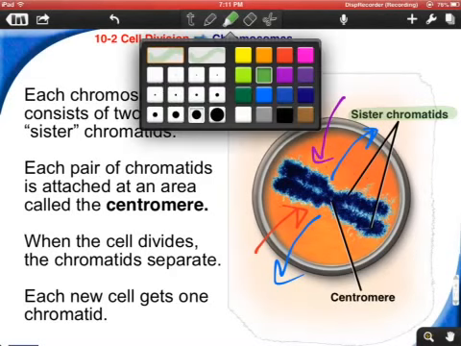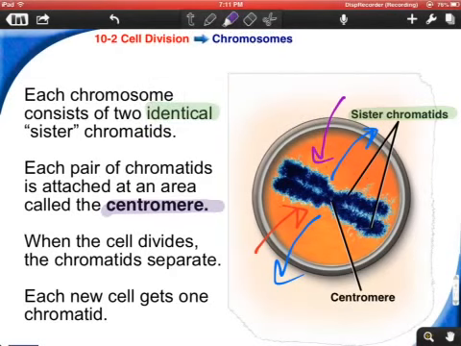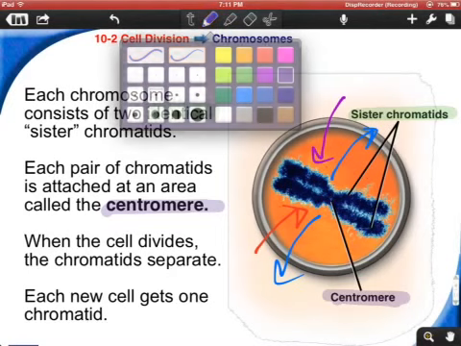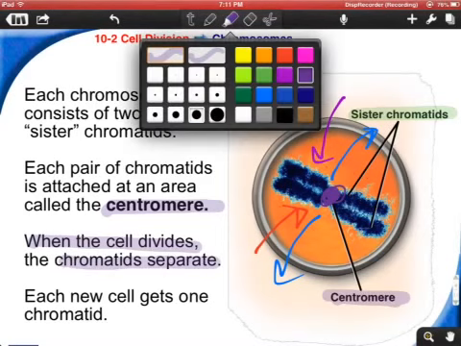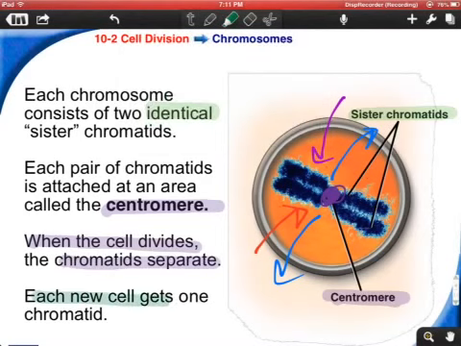Now, these sister chromatids are held together by something called a centromere, which is right here. And it's nothing more than a tiny little ball that holds these two chromatids together. And it is very important that these chromatids are together so we ensure that each new cell contains the same number and the same type of chromosomes. And so basically, when the cell divides, these chromatids are going to separate. And at the end result, each new cell gets a chromatid.